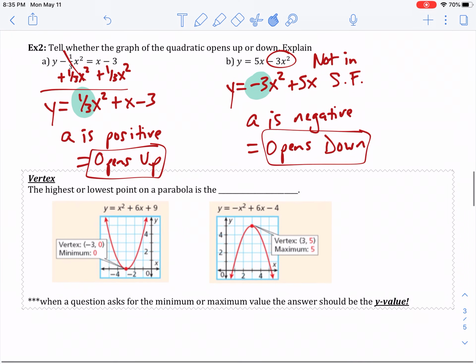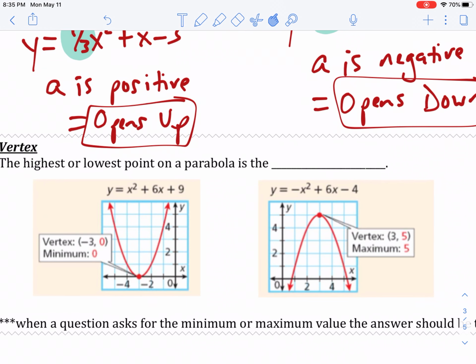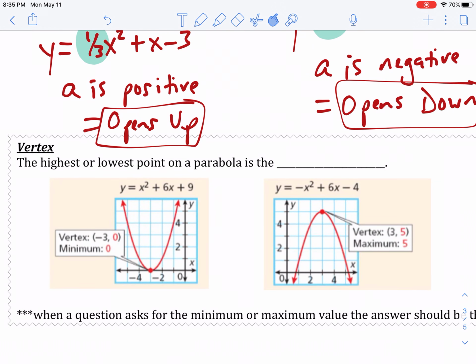Okay? We just went over this section here. The highest or lowest point on the parabola is called the vertex. Right? Here's your vertex on that one. It's a minimum. Here's your vertex on this one. It's a maximum because it's at the top. This one's at the bottom, so it's a min.